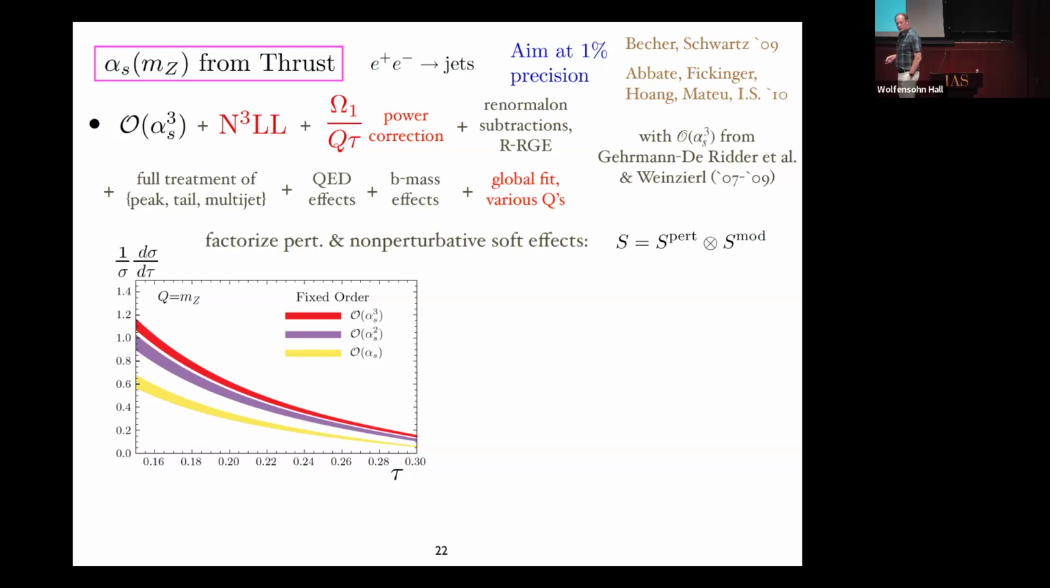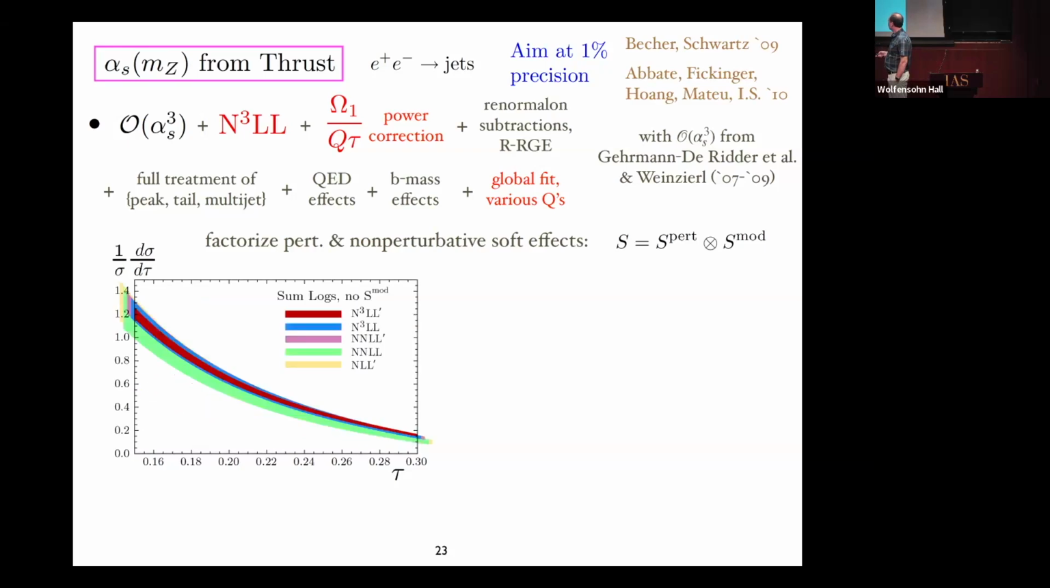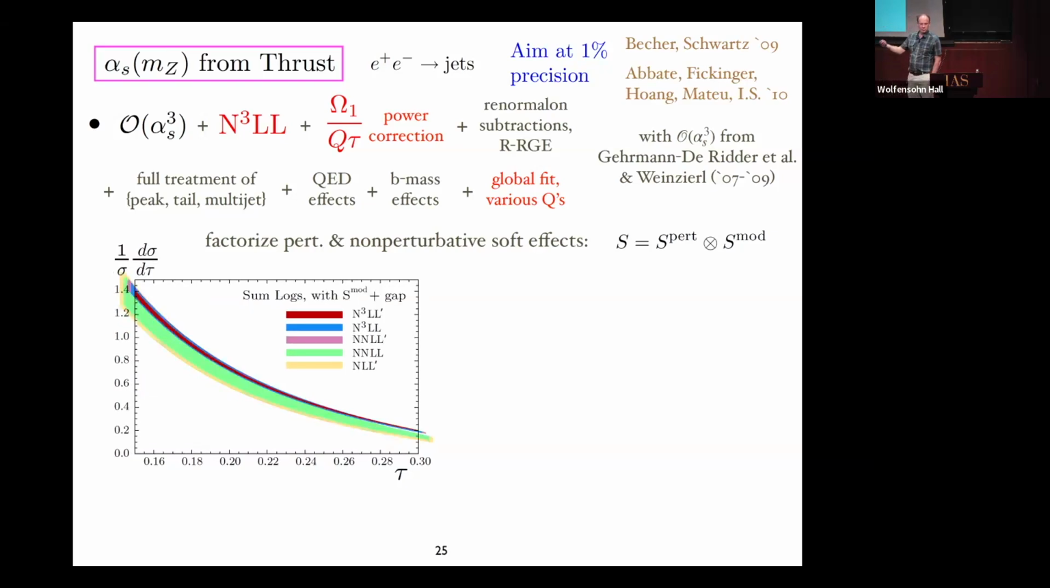There are various small effects included in order to make high precision predictions for this cross-section. In fixed order, this is what the cross-section looks like for thrust up to alpha_s cubed. If you do the resummation, you get much more nicely overlapping uncertainty bands. If you include the power corrections, it shifts things a little bit, but it doesn't really change the picture of the overlap of the bands. And if you include the renormalon subtractions, it just improves the perturbation theory. It converges faster, and the uncertainties get smaller.